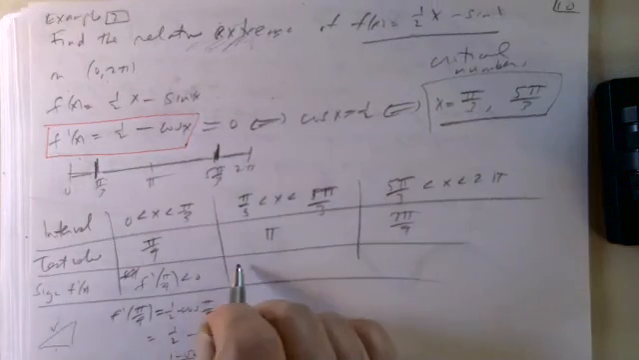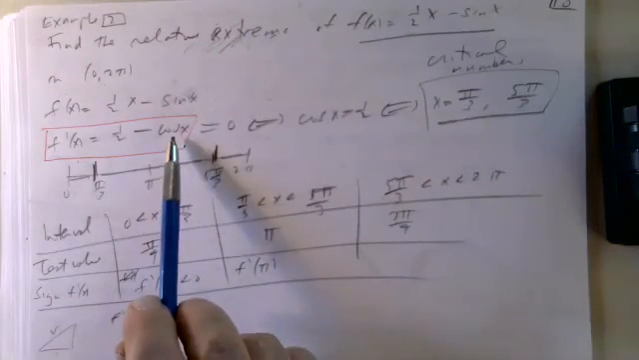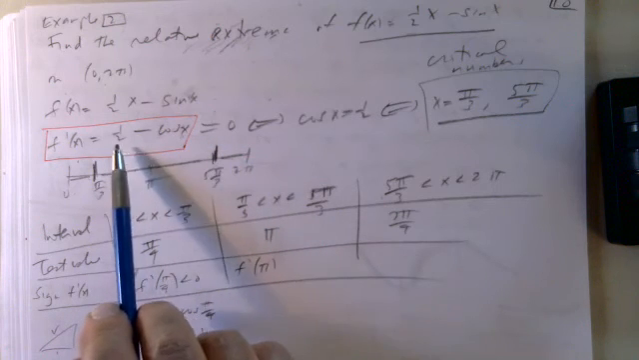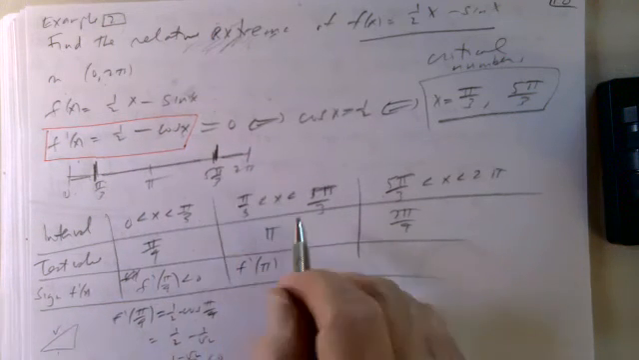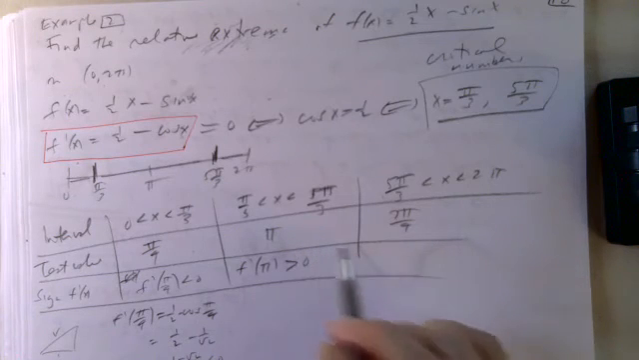What about pi? What's f prime of pi? Well, cosine of pi is minus 1. So this is a half minus minus 1. That's 3 halves, which is positive.